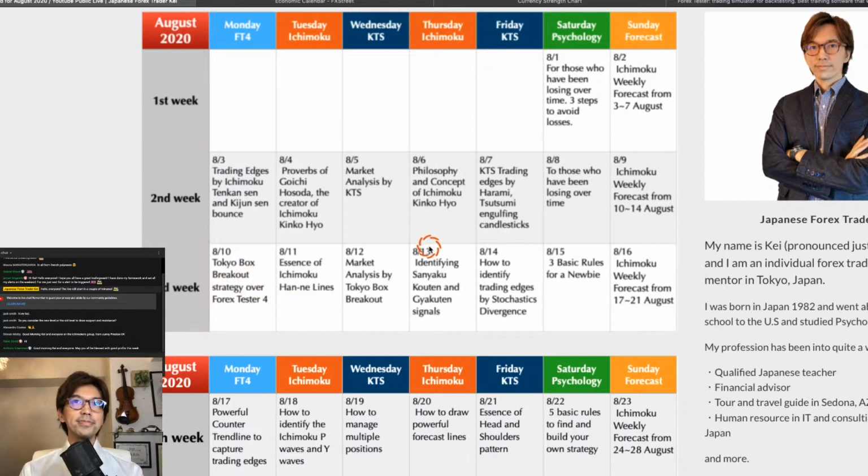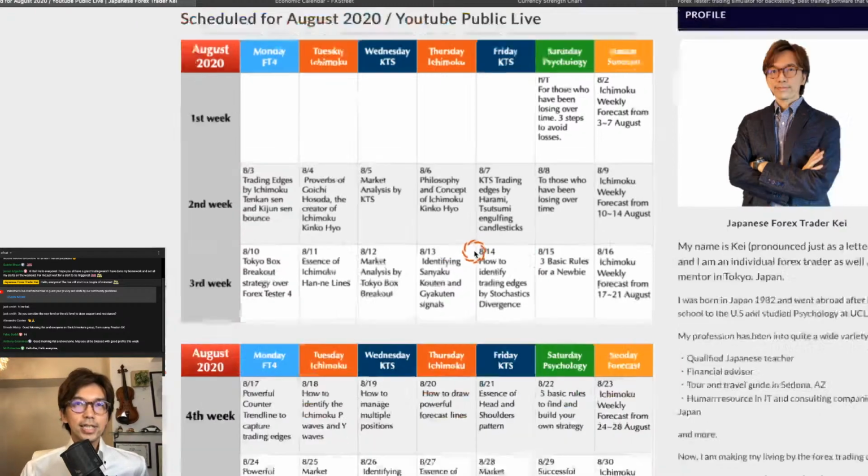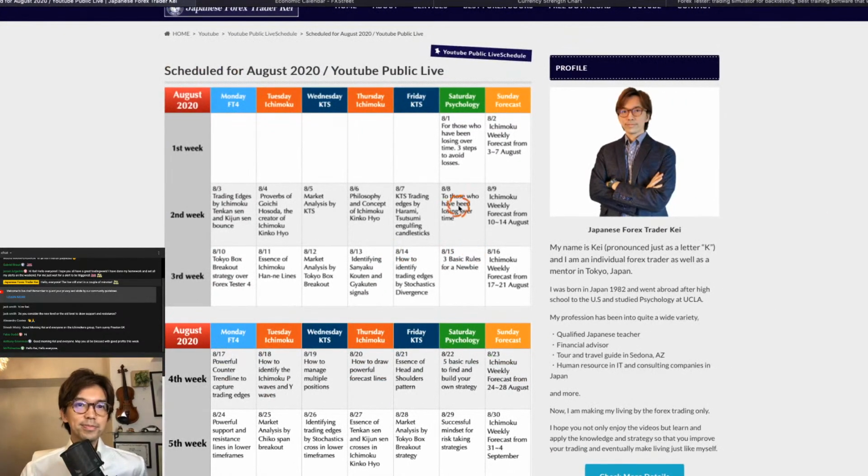Forex Tester 4 has been one of my favorite tools to save a lot of time for me, not only for backtesting but also to actually test my strategy on previous charts.